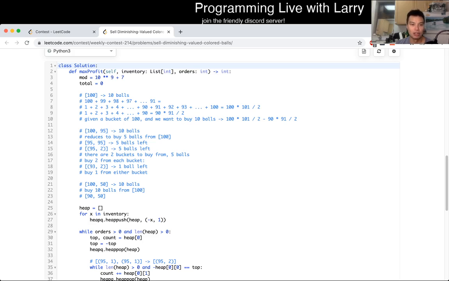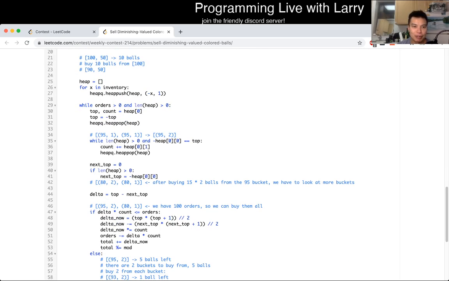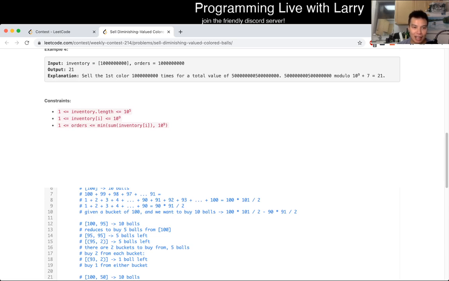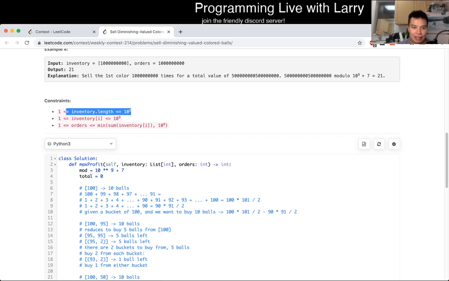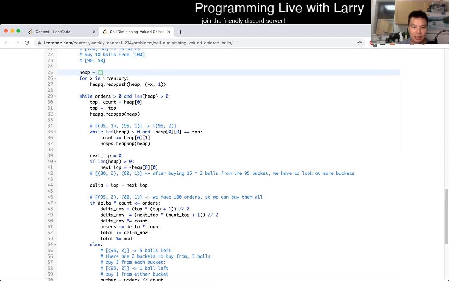So yeah, let's go over the complexity real quick. For each element in the list, we push it to a heap. So that's going to be at least n log n, and n is equal to 10 to the fifth. And the question is, how many times do we pop this off? How many iterations does this do, right?